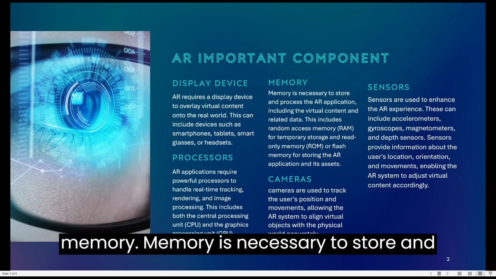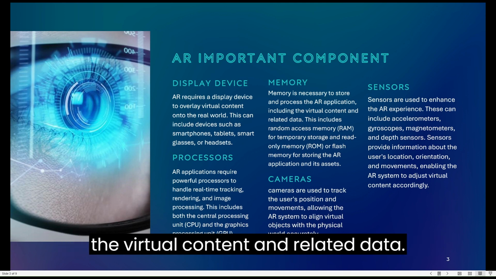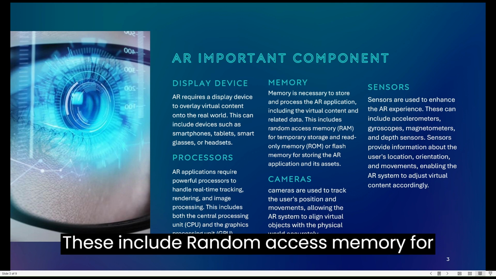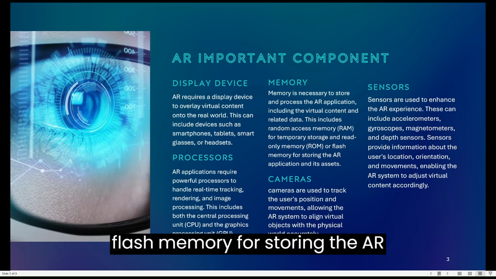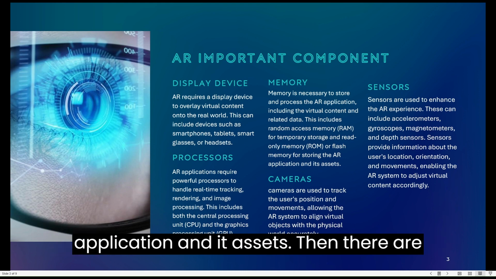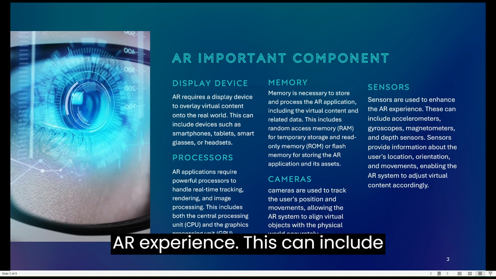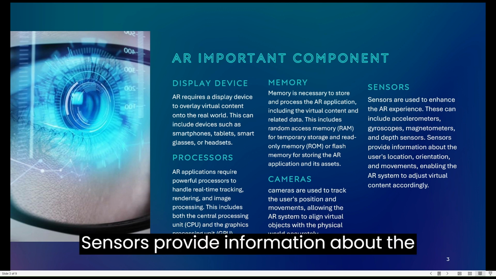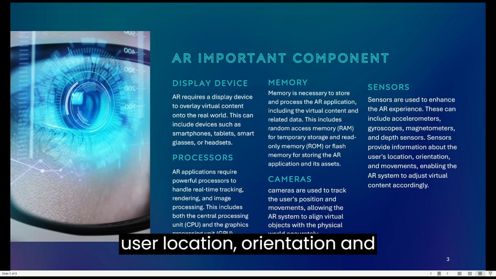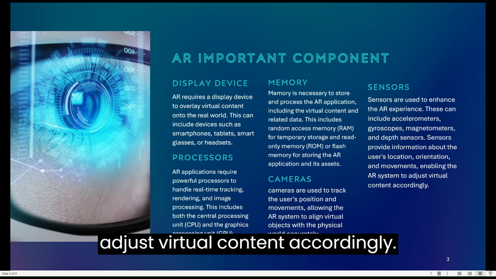Then there's memory. Memory is necessary to store and process the AR applications, including the virtual content and related data. This includes random access memory for temporary storage and read-only memory or flash memory for storing the AR application and its assets. Then there are sensors. Sensors are used to enhance the AR experience. This can include accelerometers, gyroscopes, magnetometers, and depth sensors. Sensors provide information about the user's location, orientation, and movement, enabling the AR system to adjust virtual content accordingly.